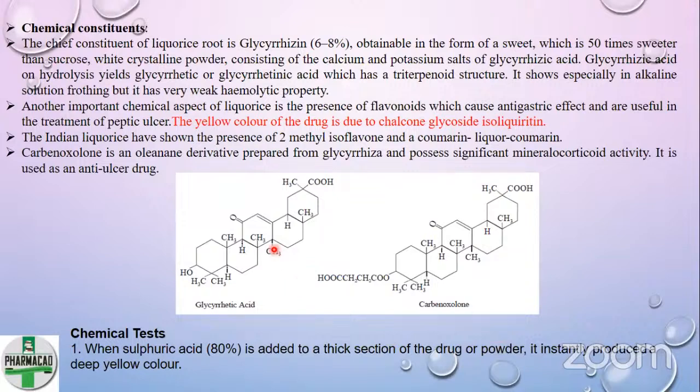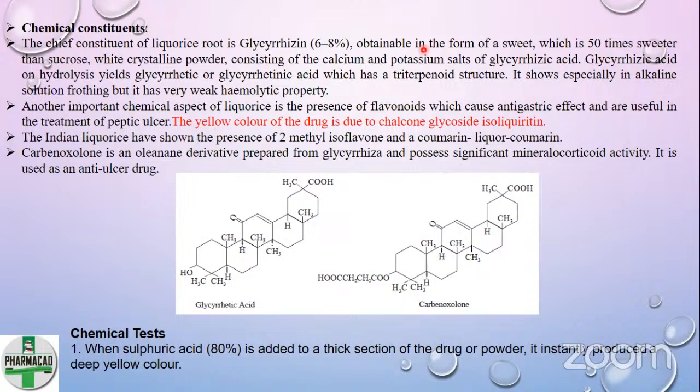Now, what are the chief constituents? So we have to remember, this is a pentacyclic triterpenoidal saponin. Triterpenoid, why? Because it is a C30 compound. The main constituent is glycyrrhizin, which is about 50 times sweeter than sucrose. The powder will consist of calcium and potassium salts of glycyrrhizinic acid, which on hydrolysis will yield glycyrrhetinic acid, which has a triterpenoidal structure.